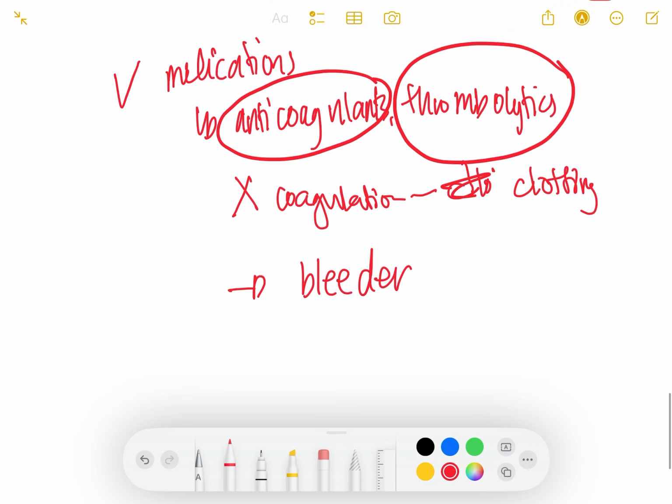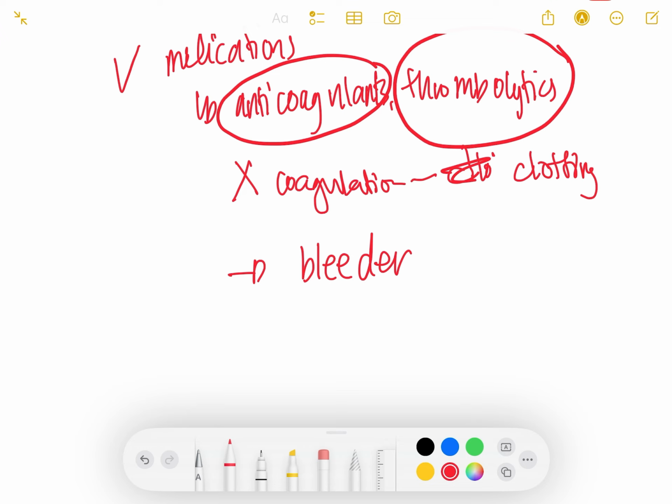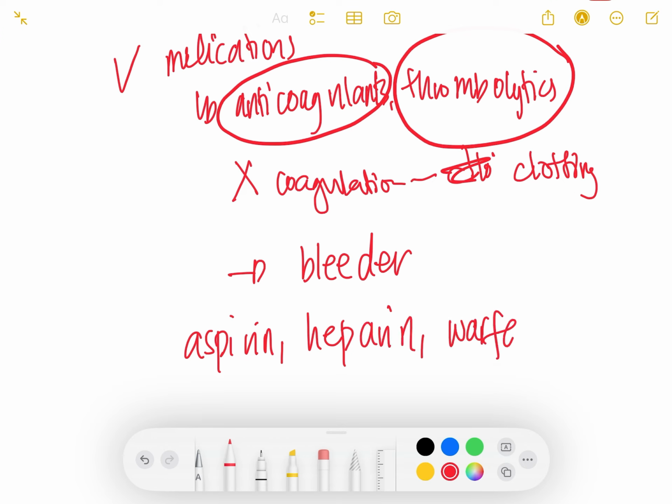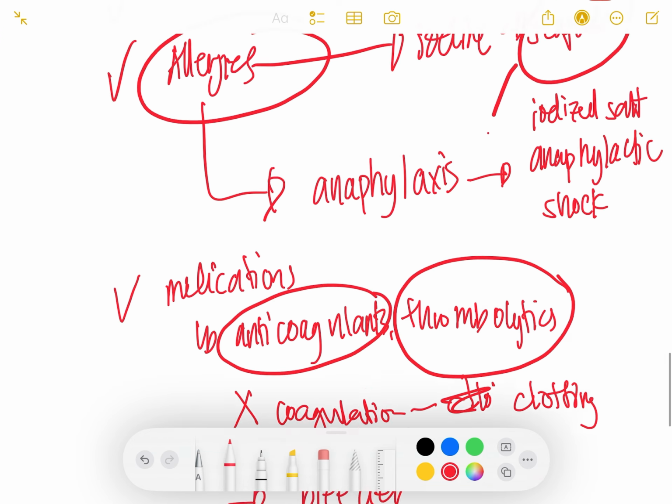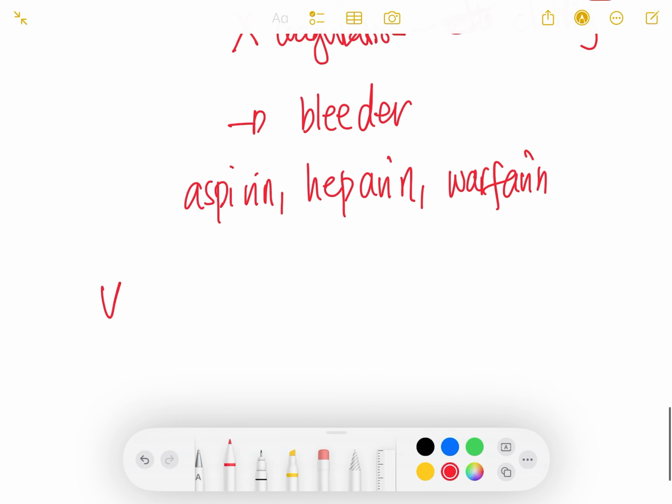Ano yung mga example natin ng mga medications na anticoagulants? You have aspirin, heparin, and warfarin. Ito yung mga commonly taken anticoagulants. Okay, you have to make sure na na-check natin yan. And usually, patients are put on a diet NPO. Okay, NPO, ibig sabihin ng NPO, nothing per orem, or the patient should not consume anything by mouth before the procedure.